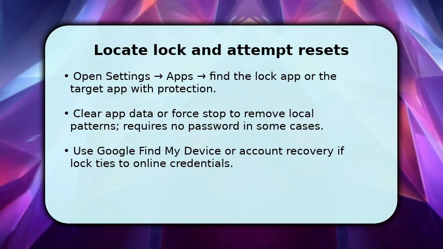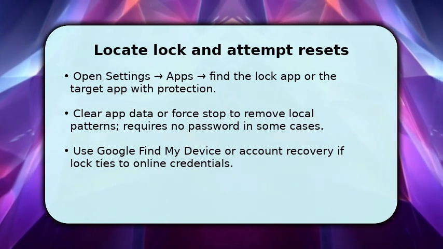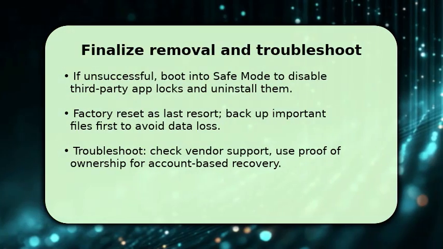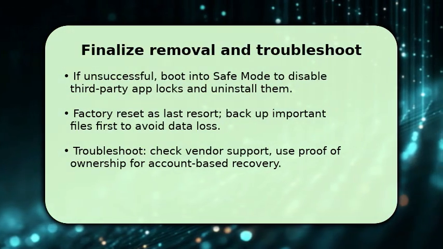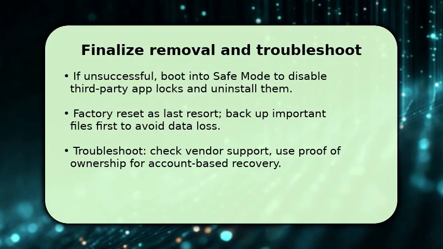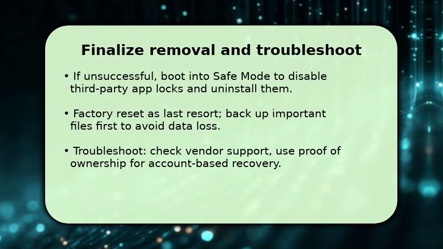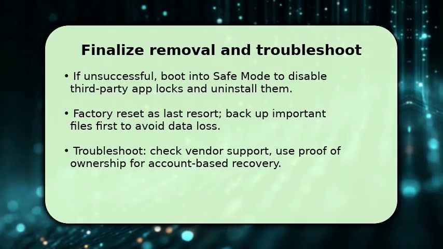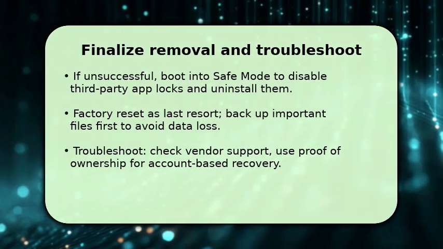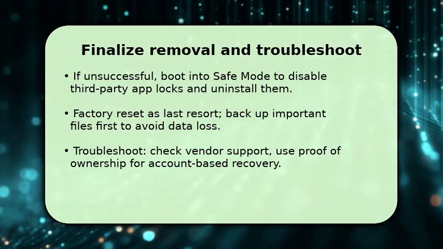Finally, if the previous steps fail, reboot into safe mode. This disables third-party apps so you can uninstall the locker without its protection interfering. If a vendor or system lock remains and you have no account recovery path, back up your data and perform a factory reset as a last resort.